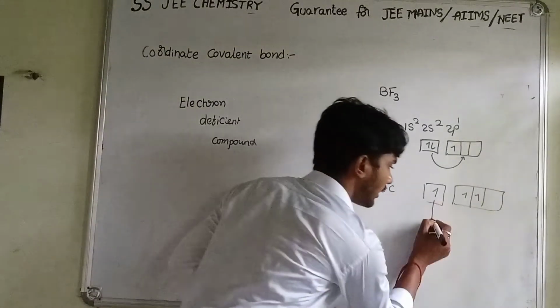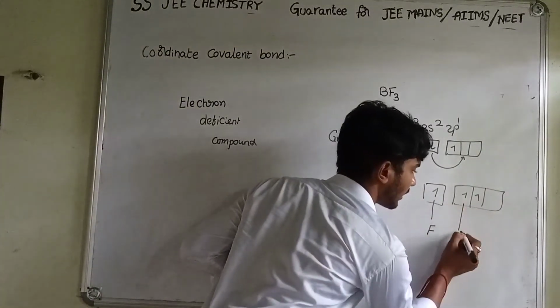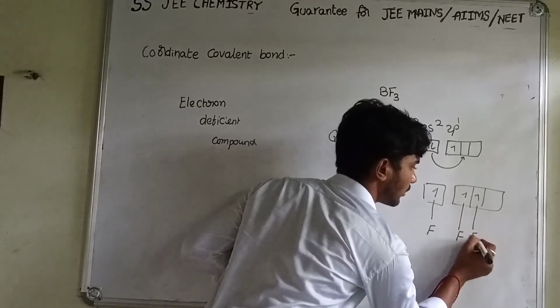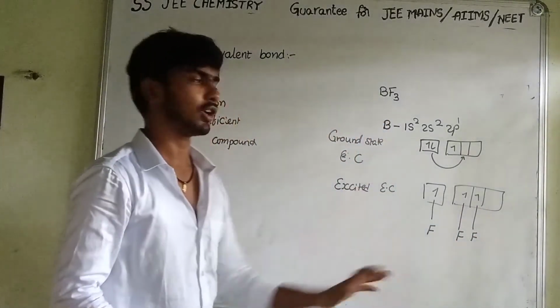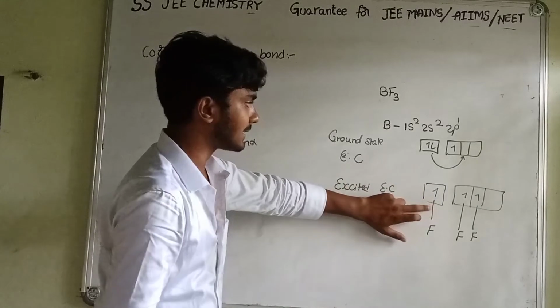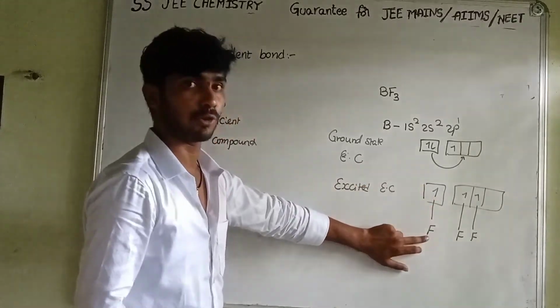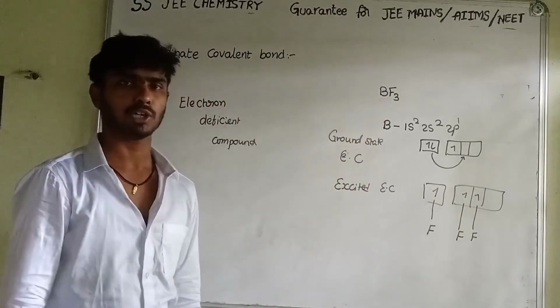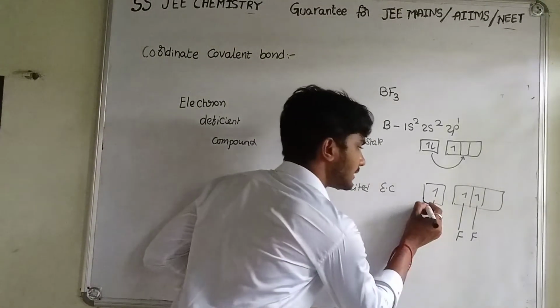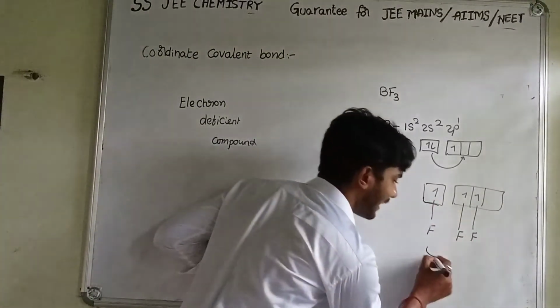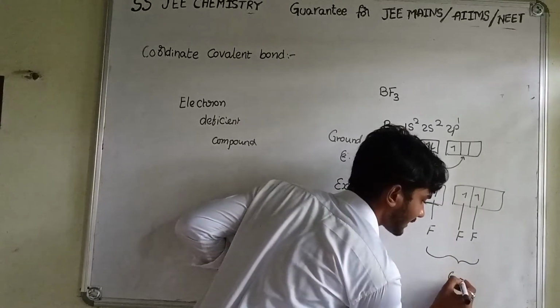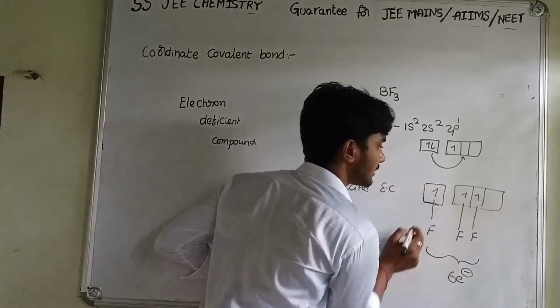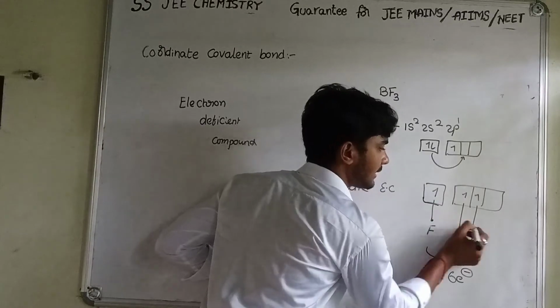Now each electron interacts with fluorine and forms the BF3 molecule. The boron excited electrons interact with fluorine. So now this is the BF3 molecule, and how many electrons are there? 6 electrons. There are 3 electrons in the orbits and these are the 3 electrons.